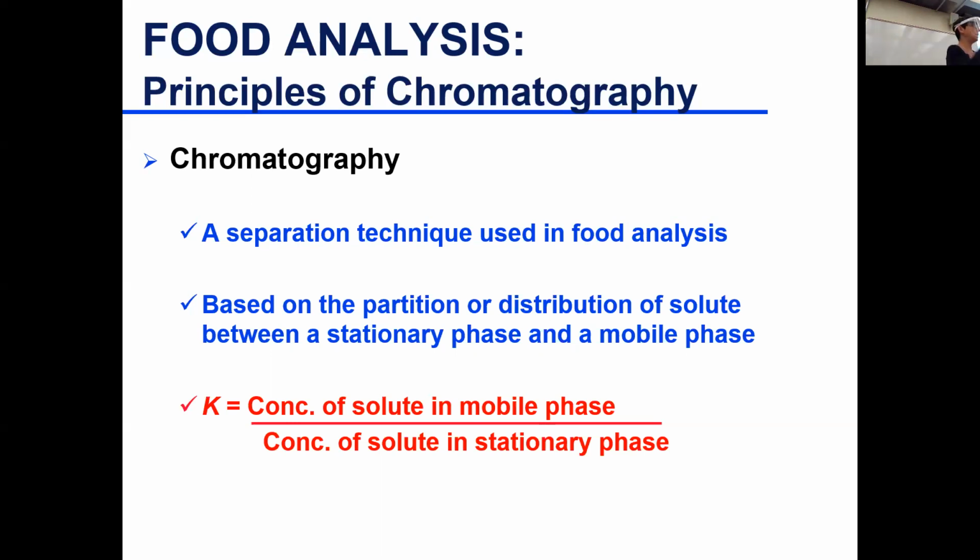So if it's a solid and a liquid, then we have a distribution. If it's a solid and a gas, we have a distribution. If we have a liquid and a liquid phase, then we have partition. So that is the word that you will use for different types of chromatography. Again, this is the partition coefficient or distribution coefficient, which is, at equilibrium, you have to remember, at equilibrium, the concentration of solute in the mobile phase or phase 1, over the concentration of solute in the stationary phase or phase 2.